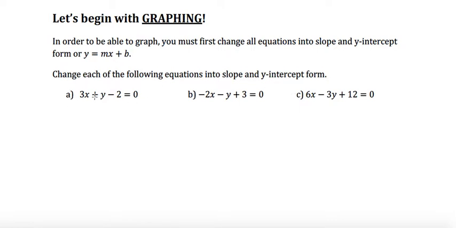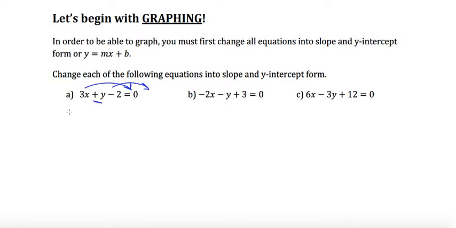So we want to get our positive value of y all by itself. So right now it's already positive. So we're going to move our 3x to the other side and our negative 2 to the other side. And remember, when we do that, we can think about opposite operations. So we can subtract 3x from both sides and add 2 to both sides. Or you can use the concept of, if I move it across the equal sign, it changes signs.